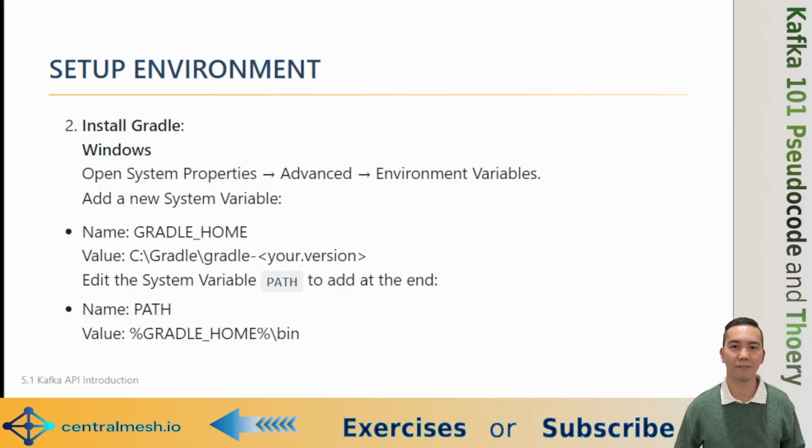First, after extracting Gradle, we need to configure the system environment variables. Open System Properties, go to the Advanced tab, and click Environment Variables. Under System Variables, click New and create a variable named GRADLE_HOME. The value should be the full path to the Gradle installation folder. Next, find the Path variable, edit it, and add GRADLE_HOME\bin to the very end.